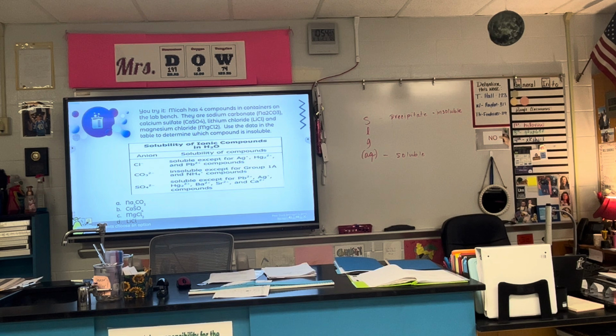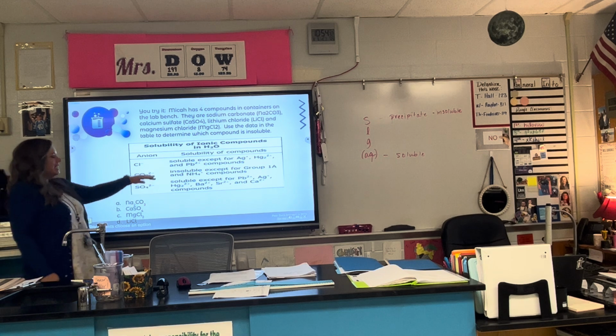NH4 is an exception for the carbonate. So look at it: CO3, right? NH4 is soluble, and Na2CO3 is soluble too. You always look at Na, so like Ca, SO4. Sulfates are soluble except for lead, silver, and calcium. Alright, so let's look at sodium carbonate.